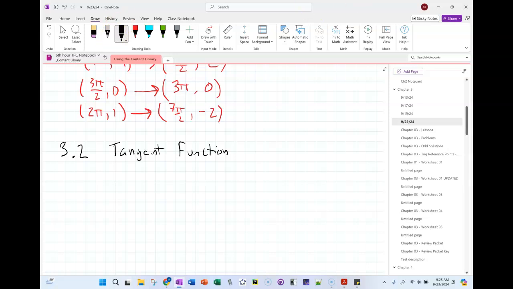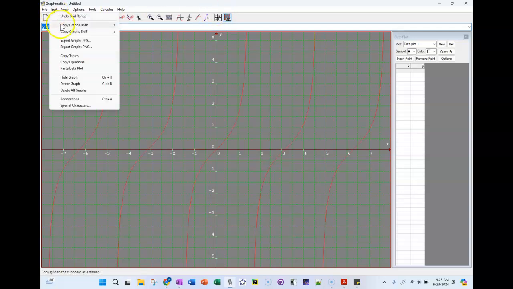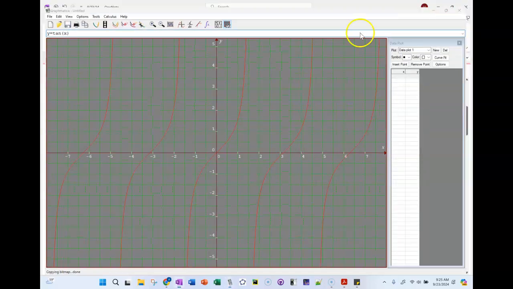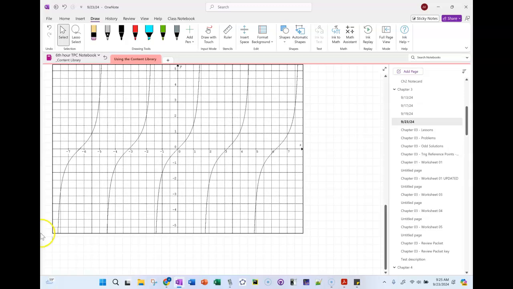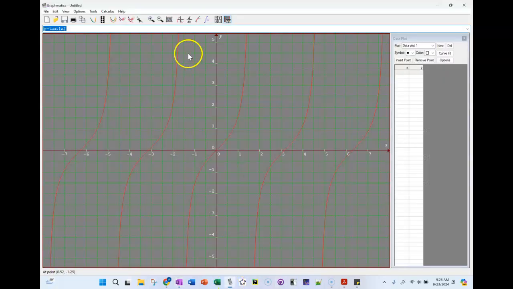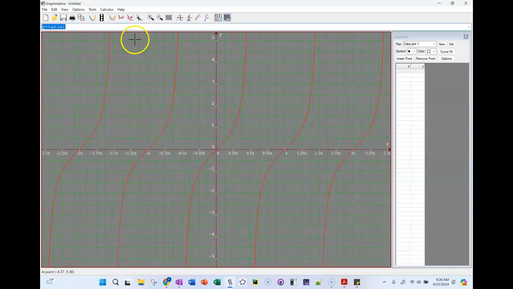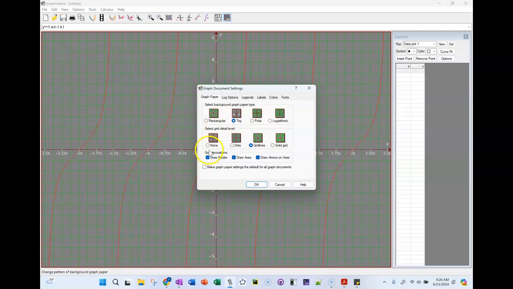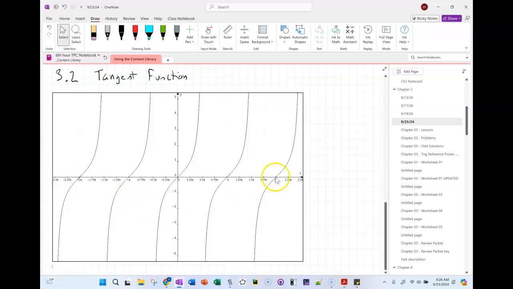So let's first take a look at what the regular old graph of tangent looks like. Put that in here. Yeah, I hate that. Hold on a second. School like you can do better. That'll look a lot nicer. All right. So there's our picture of the graph.